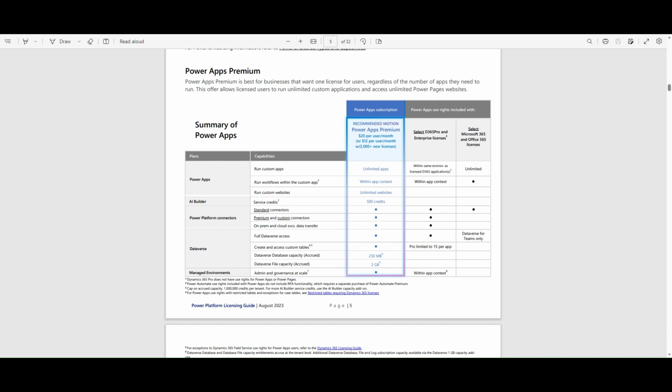So there's really not a feature change here. It is simply a naming change. You're still going to get all of your premium connectors and all the other things that you love out of that Power Apps per user license, again, just being called Power Apps Premium.